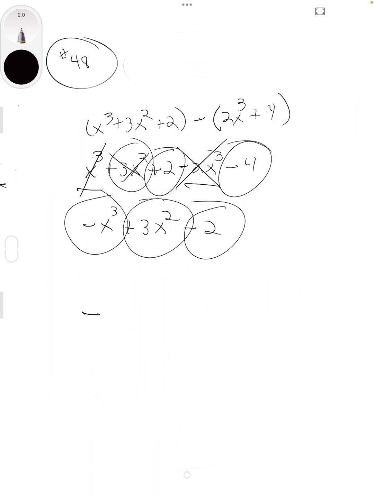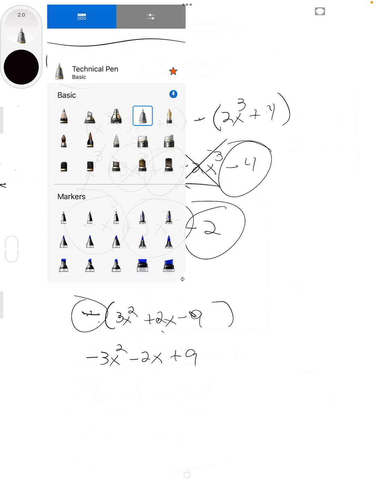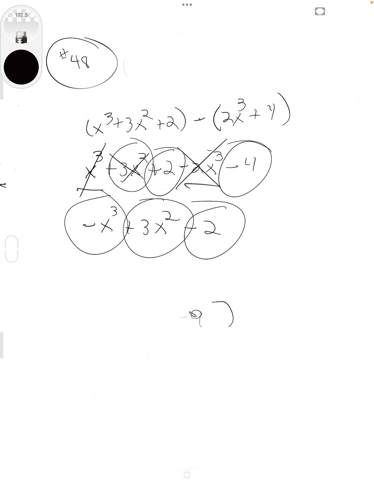Also remember, if you have a negative in front of something, let's say you had 3x squared plus 2x minus 9, this becomes negative 3x squared minus 2x plus 9. Remember, this negative is the negative of that, negative of that, negative of that, or the opposite of that. And so you distribute that negative throughout. That's lesson 48.